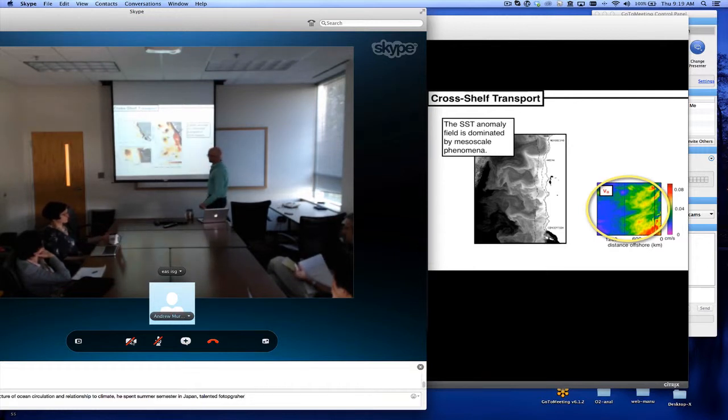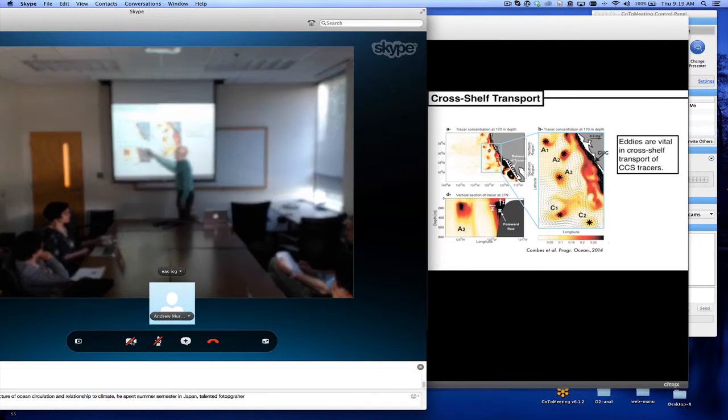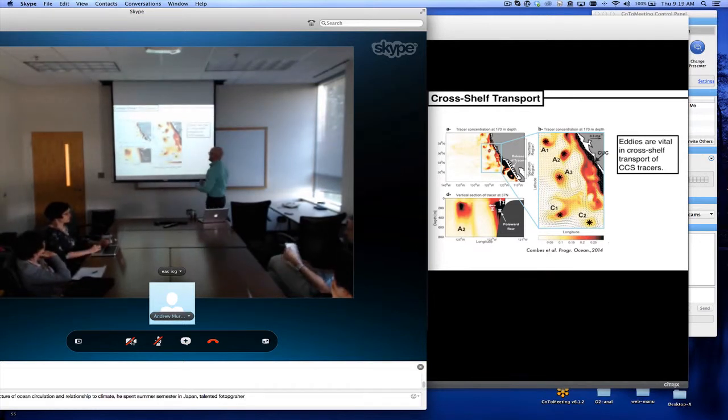And this was sort of the broader point of the study by Holmes et al., which used some of our same integrations. So what they did was they released a passive tracer around here, and monitored in what ways, by what means it was convected offshore. And you can see in the figure here that it's really through eddies, through mesoscale eddies, that it's being transported.